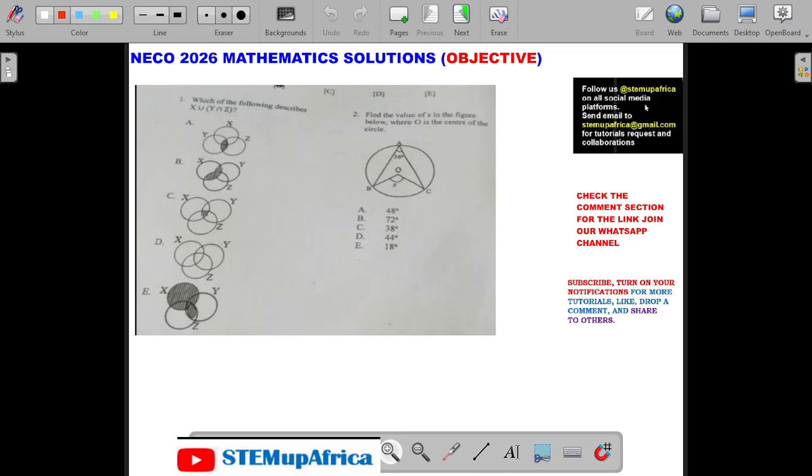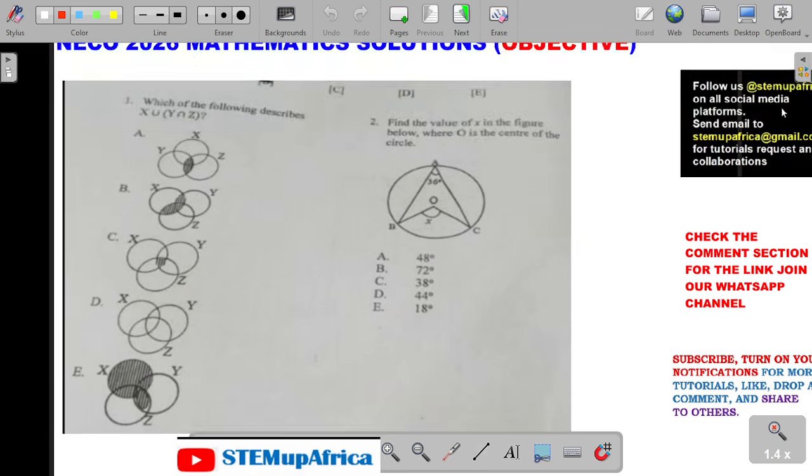So question 1 says, which of the following describes X union Y intersection Z? It's not option A, because what we have in option A is Y intersection Z, but no union. Not option B, what we have is X intersection Y intersection Z. The same thing for option C. Option D, the correct option to this question is E. Option E. So number 1 is E.